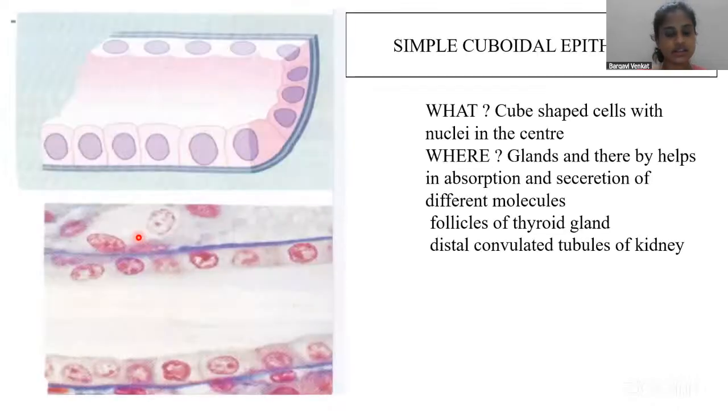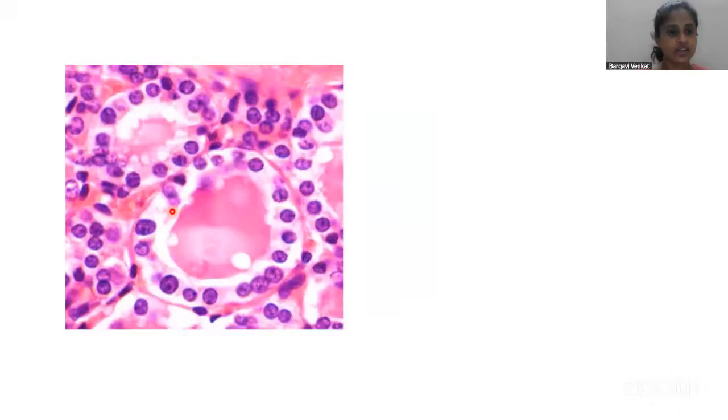Can you see there is a difference between these two? There is no distinct cell outline, but you can compare the cell width and height. So this is your simple cuboidal epithelium.